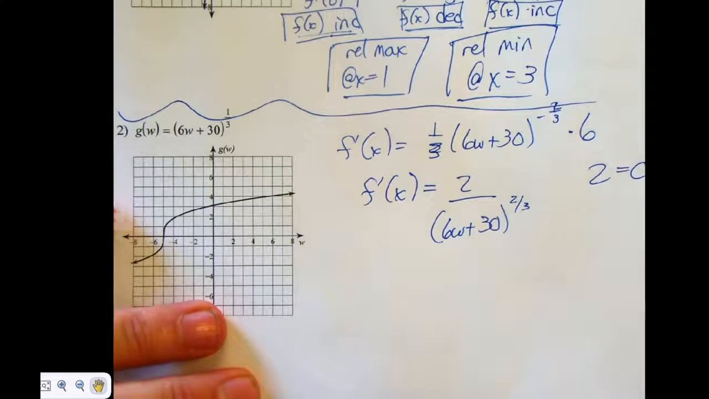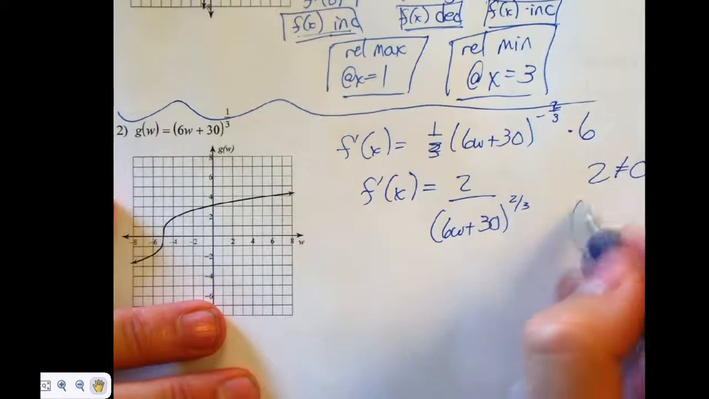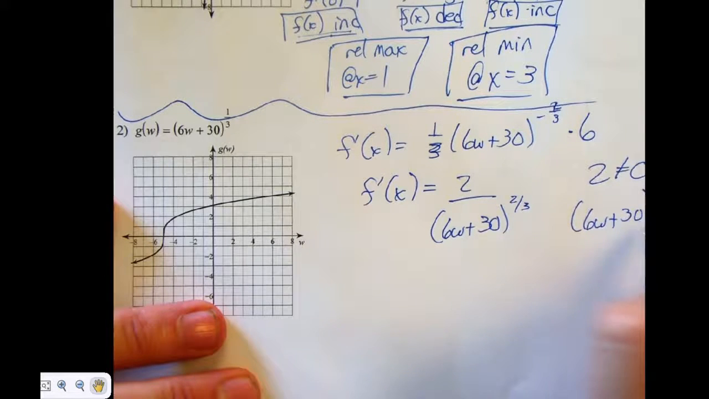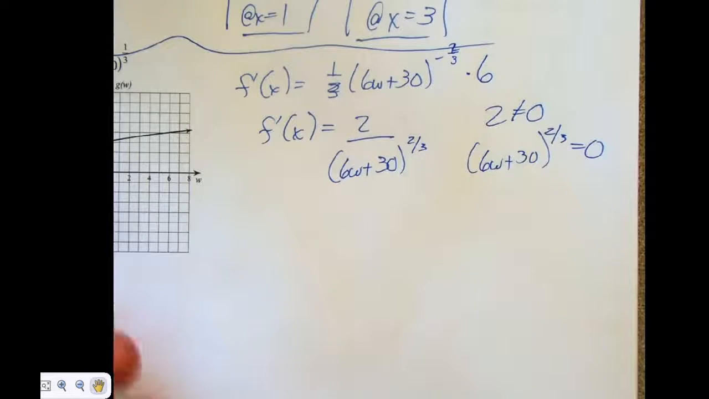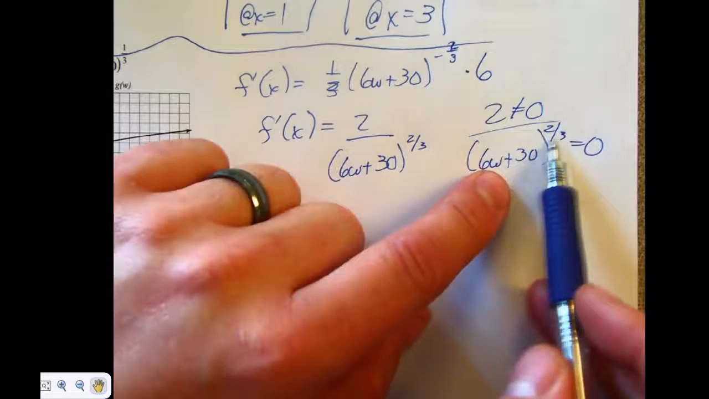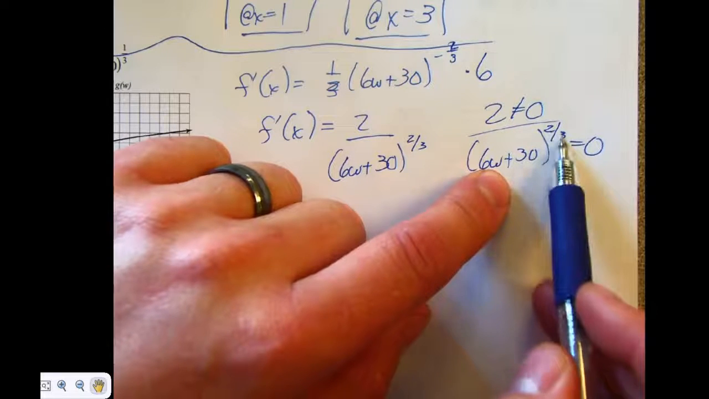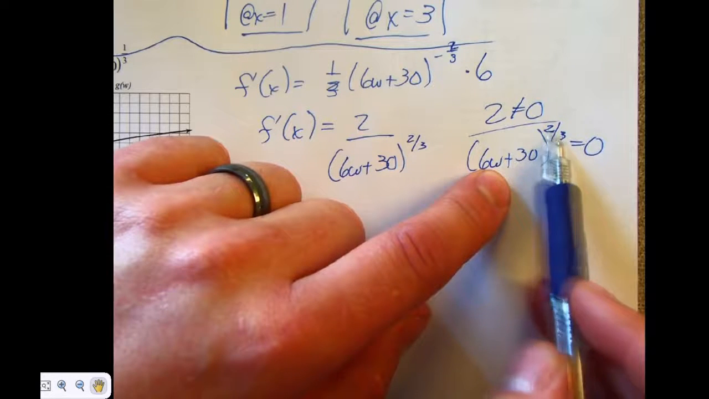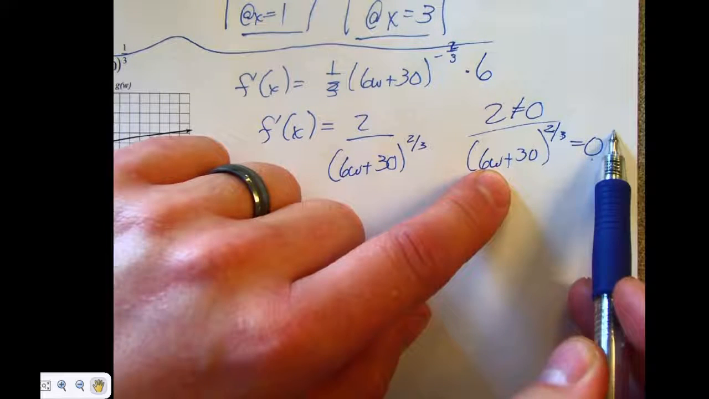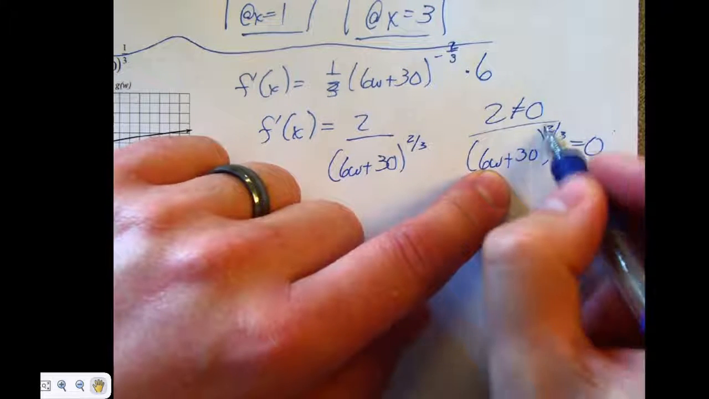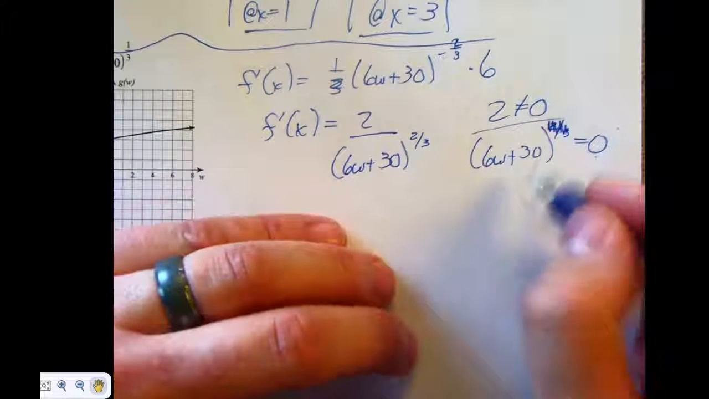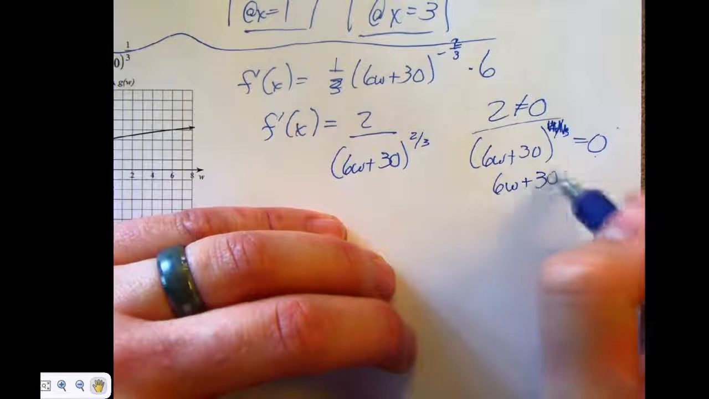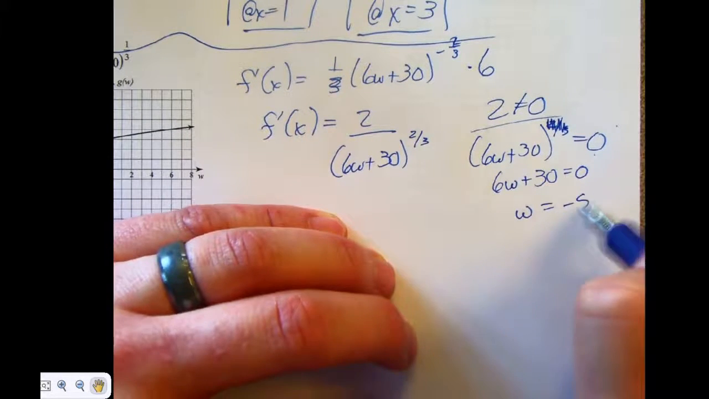When does that happen? Never. Set the bottom equal to 0. And do you guys know that power is completely irrelevant? If I raise both sides to the 3/2 power, it would cancel here. And what's 0 to the 3/2 power? 0. So you can just erase the power, because when you do that to the 0, it would just go away anyways. So 6w plus 30 equals 0, so w equals -5.